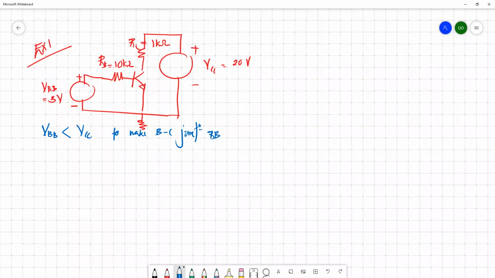So you are asked to evaluate these quantities: IB, base current; IC, collector current; IE, emitter current; VB, base voltage; VC, collector voltage, when beta equals 50. The only information given here is beta, the DC current gain, which is 50. Other than that, the diagram shows the voltages of the supplies, the 3 and 20, and we have 10K and 1K in the base and collector. So we need to evaluate these quantities.